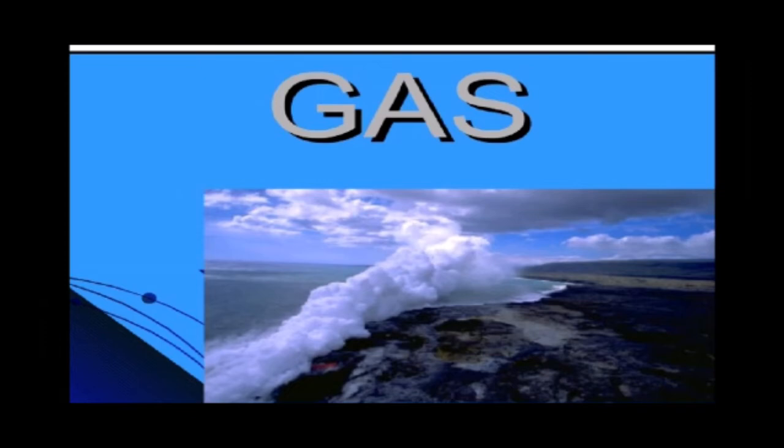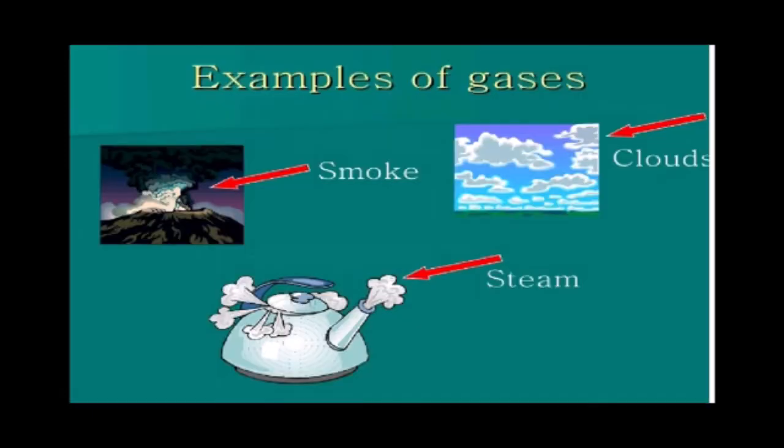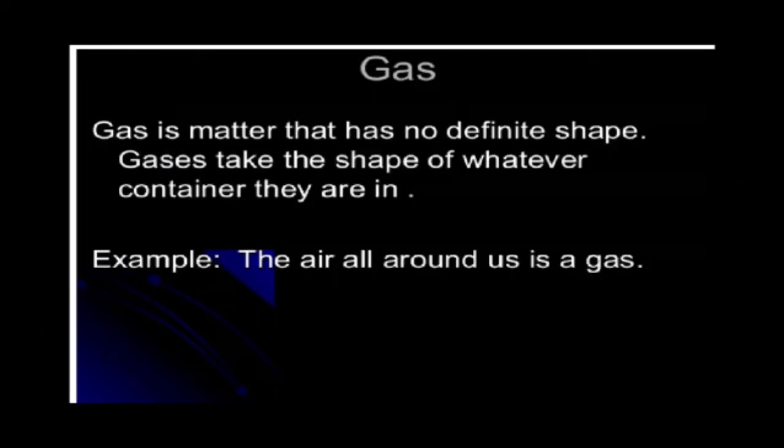Gas. A gas has a definite mass too. Its volume varies and it takes the shape of the container holding it. It flows easily and it can be compressed. Examples of gases are smoke, cloud, steam, etc.